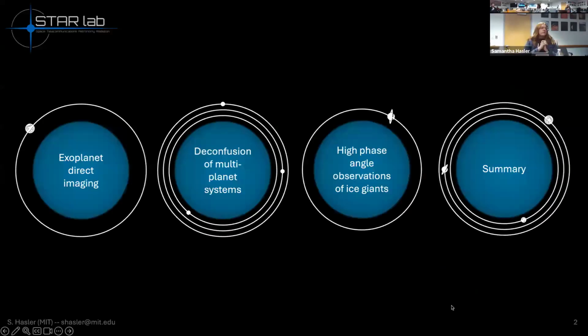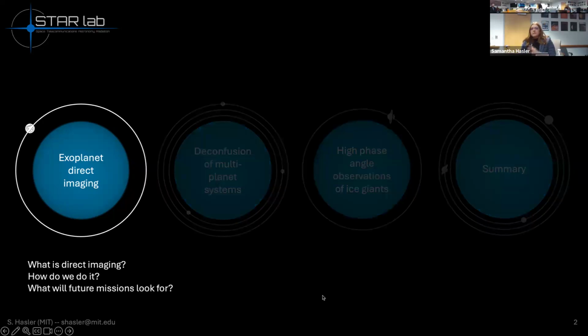I think most of you are probably familiar with direct imaging, but we'll give a little background in the beginning. And then two of my PhD projects are focused on the planet detection confusion problem in multi-planet systems and using solar system analogs to inform direct imaging observations. So some background in direct imaging: I want to make sure that by the time we're done with this, everyone's familiar with what it is, how we do it, and what future missions we'll look for.